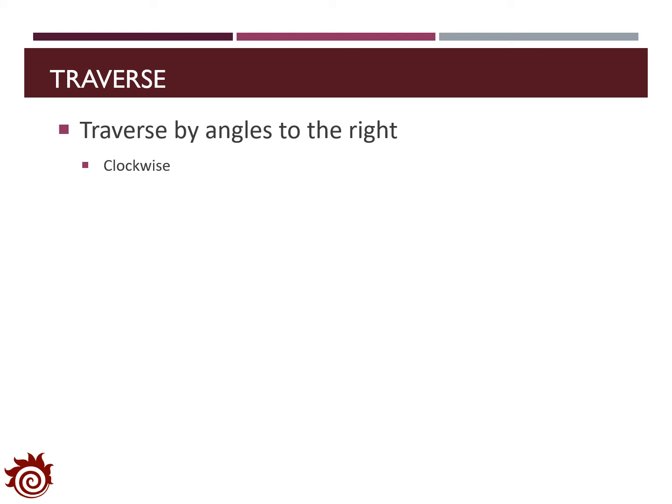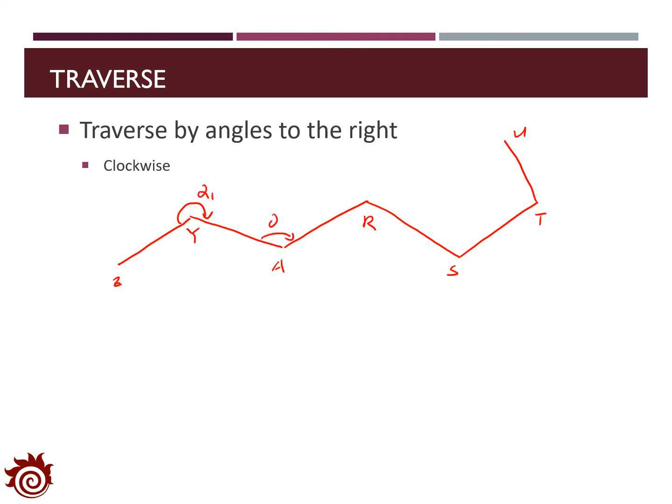For example, if we consider the set of lines, start from Z, Y, and then A, R, S, T, U. We will have the angle to the right at the Y, which is alpha 1, alpha 2, alpha 3, alpha 4, and alpha 5.